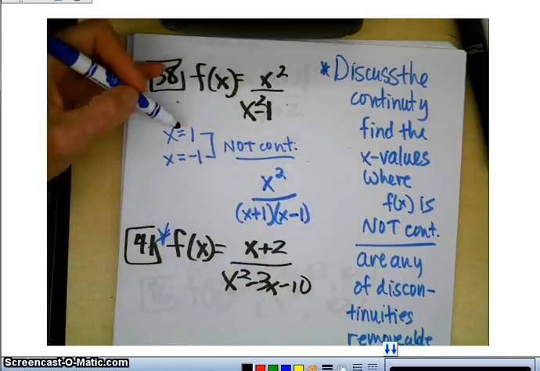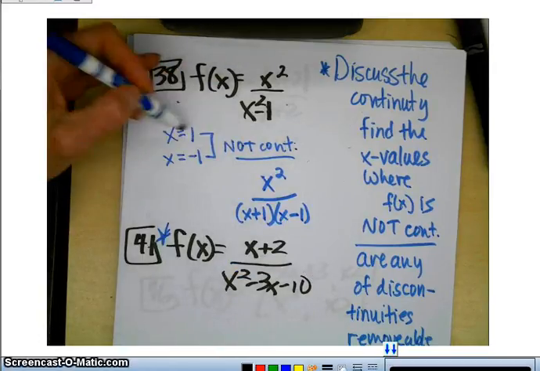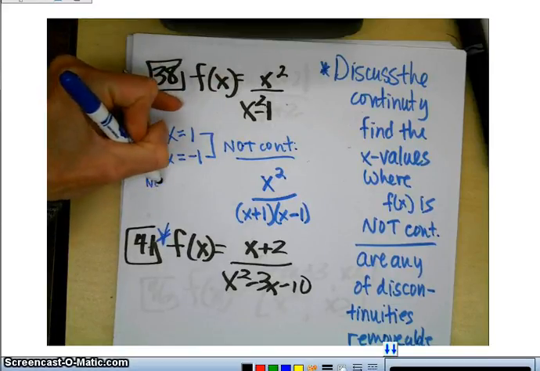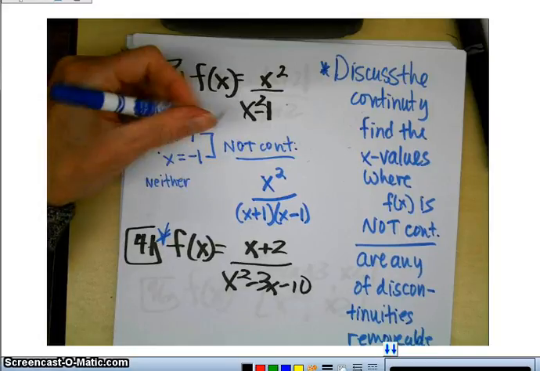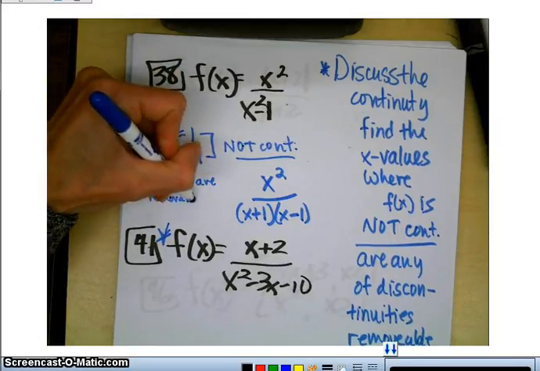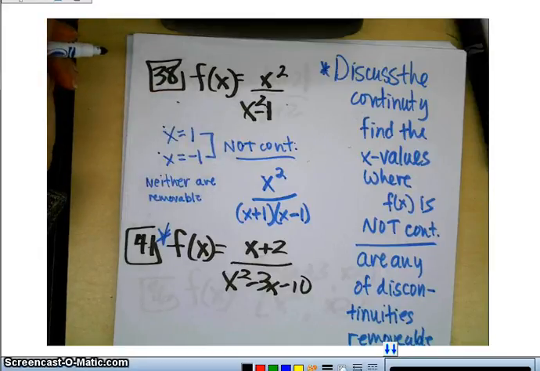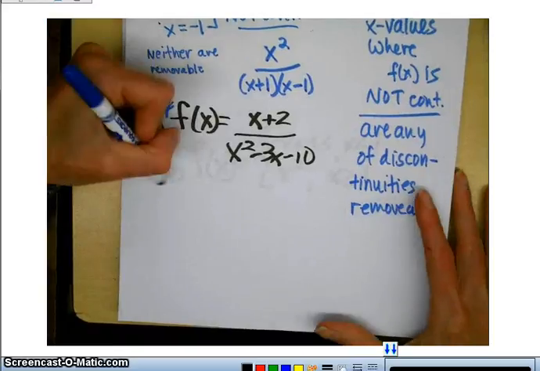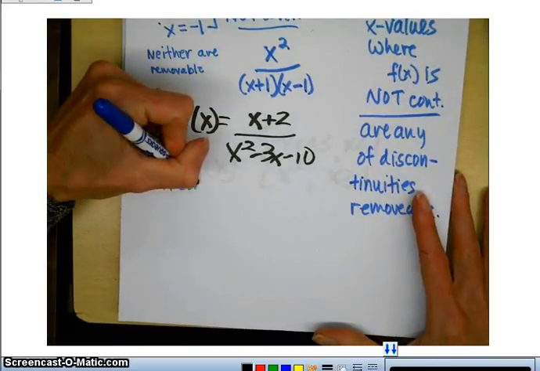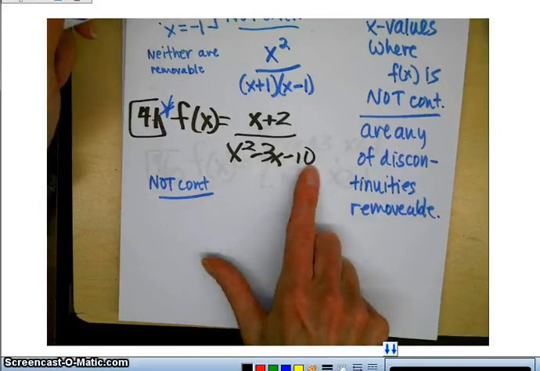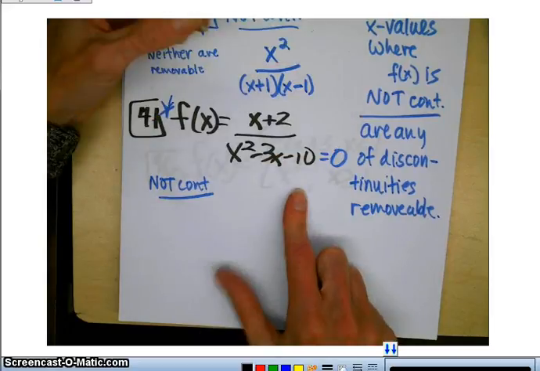So this is not continuous at x equals 1 or x equals -1, and neither is removable. I'm sure I'm spelling that wrong, sorry. Or you could just say not removable. Whereas, take a look at the next problem. You have to realize that this is not going to be continuous where x values are not in the domain. We've talked about this before. X values that are not in the domain are x values that would make the bottom equal to 0.